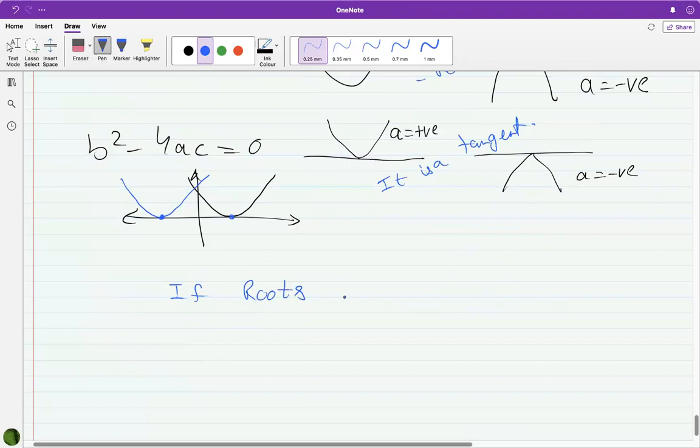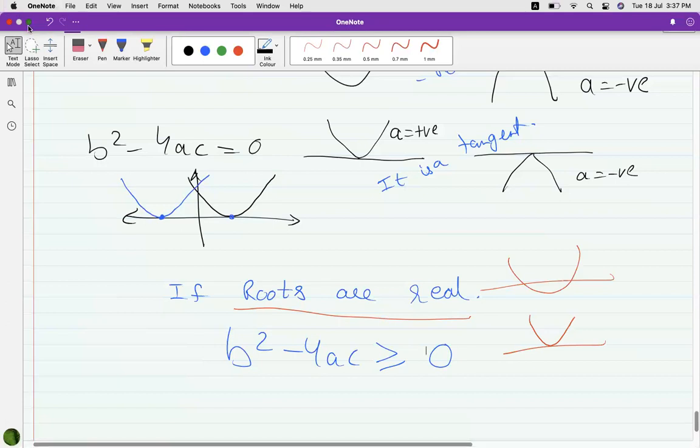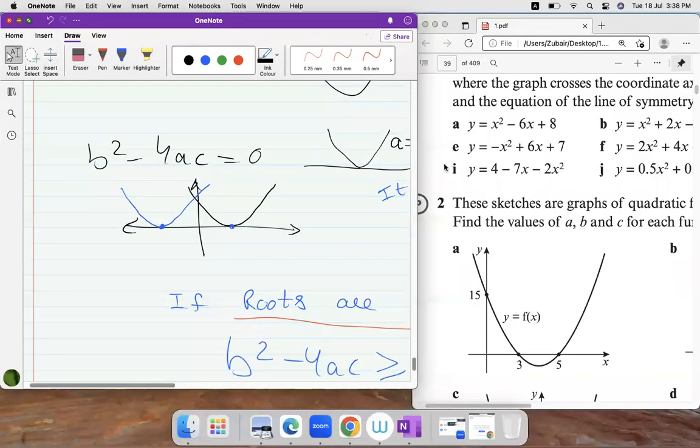if the question says if roots are real, there's nothing else they're telling you. So b square minus 4ac will be greater than or equal to 0, because the question never tells you if it is intersecting at two points or touching at one point. So you may have different values, you may have the same value. So b square minus 4ac is greater than or equal to 0 because the question says roots are real. The question never says roots are real and distinct. The question never says that roots are equal. So this is the case. You solve them mutually. It will literally have no effect on your solution or working steps.